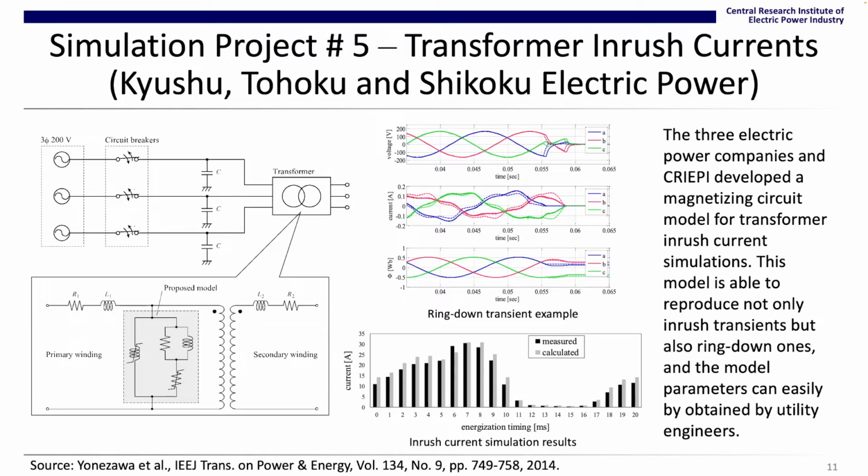An example of ring-down transient simulation is shown at the center. The simulation result is shown by dotted lines, and the corresponding field test result is shown by solid lines. The simulation result accurately reproduces the field test result. At the bottom center is a comparison between calculated and measured results of inrush currents for different energization timings. A good agreement is found. It should be noted that the parameters of the developed magnetizing circuit model can easily be obtained by utility engineers.